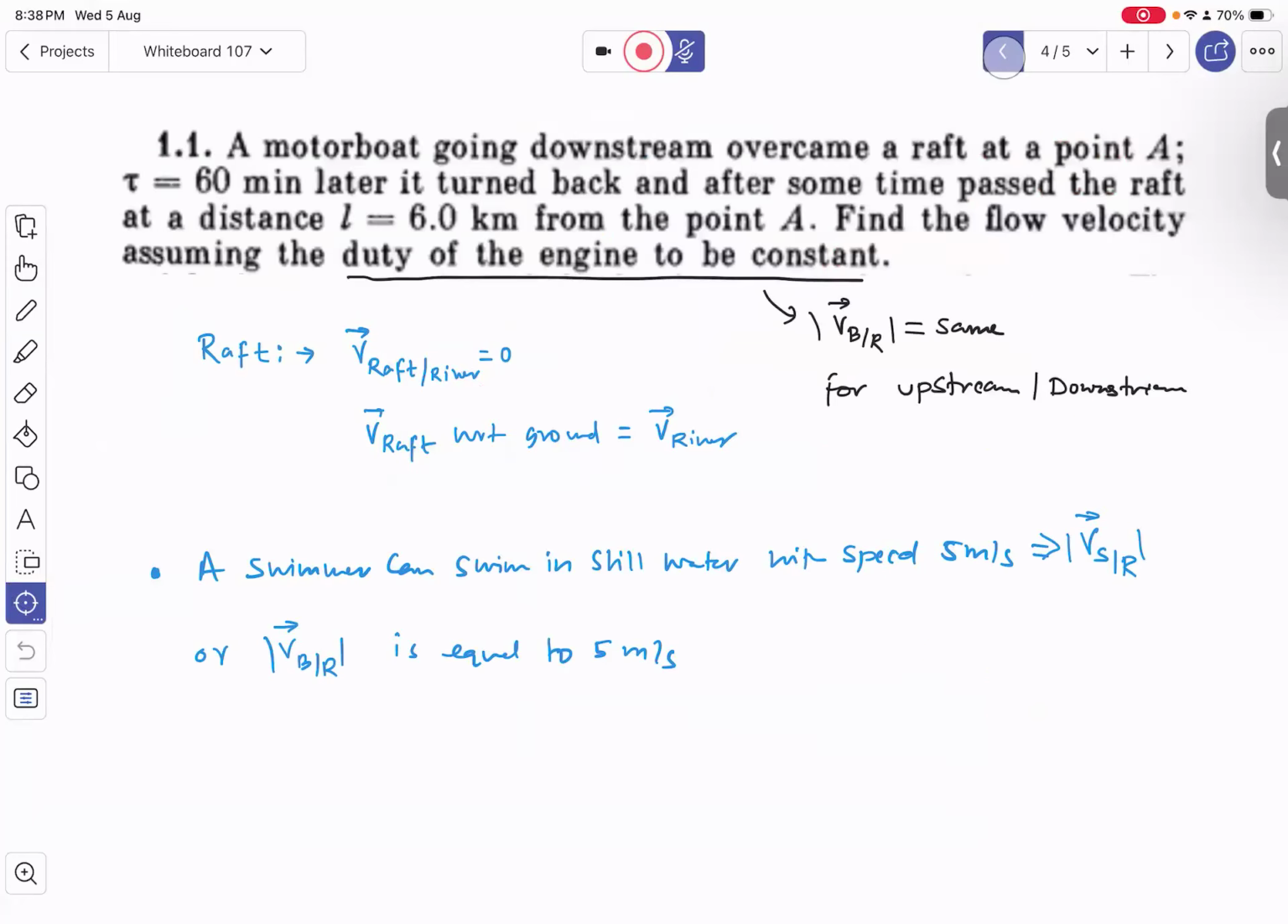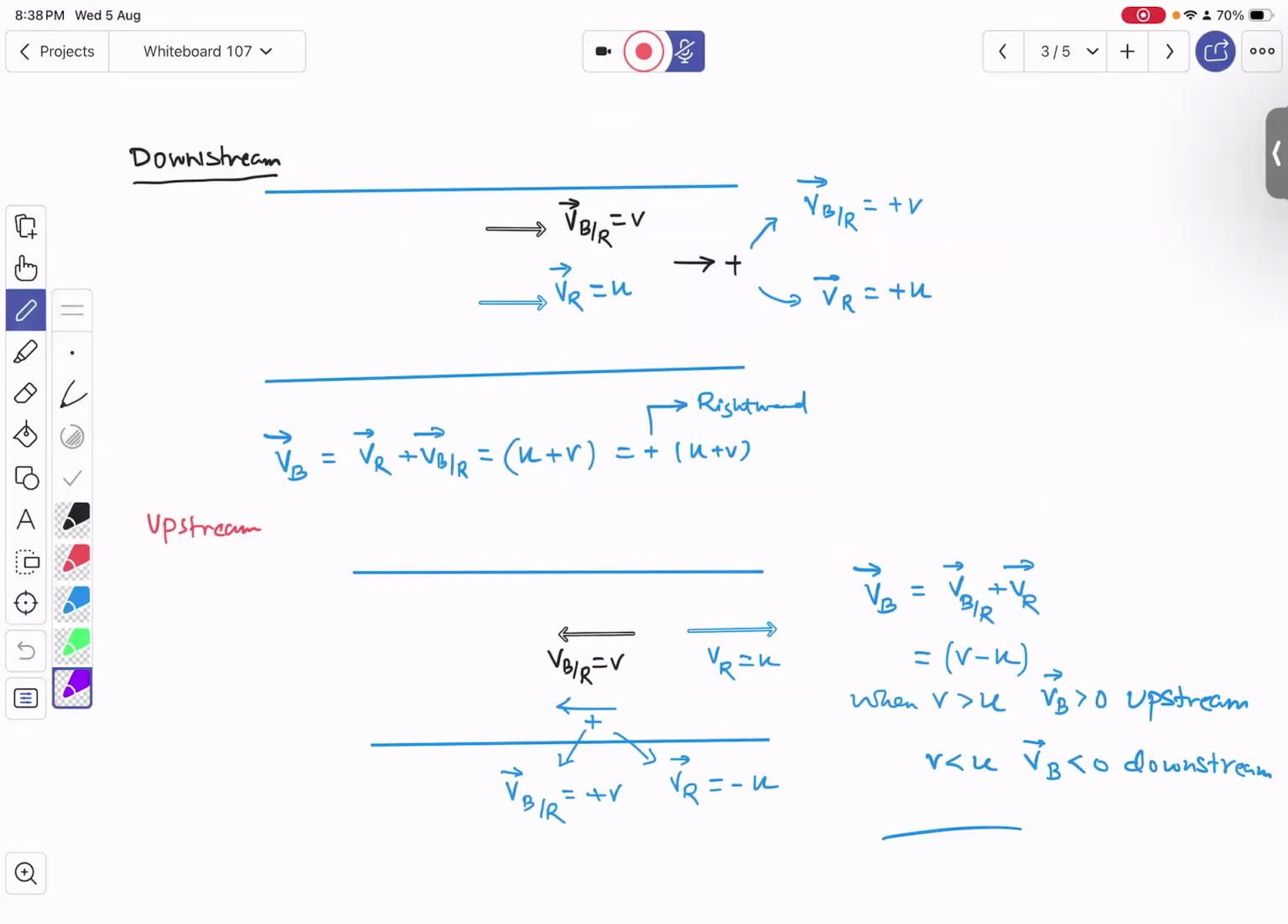Suppose I take an upstream case, and the velocity of the boat with respect to the river is 5, and the velocity of the river is of magnitude 7. In this case, what will the velocity of the boat really be? We take out this result, v minus u. So v is 5, and 7 is u. v minus u will be 5 minus 7, that is minus 2. Minus 2 means he will be moving in the downstream direction.